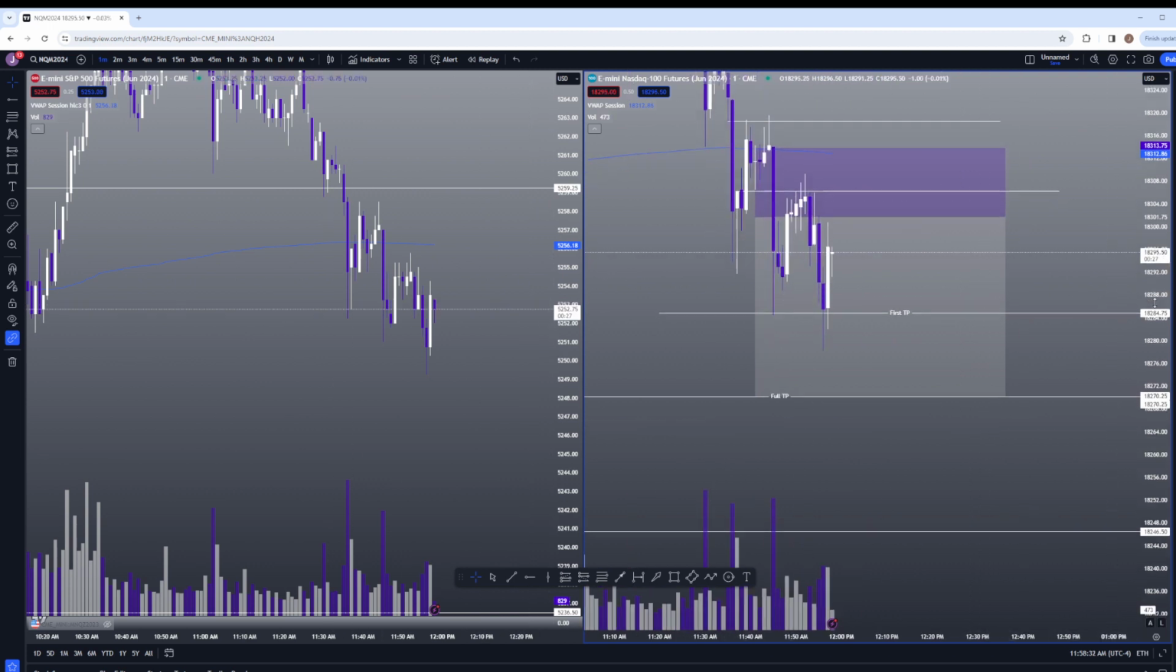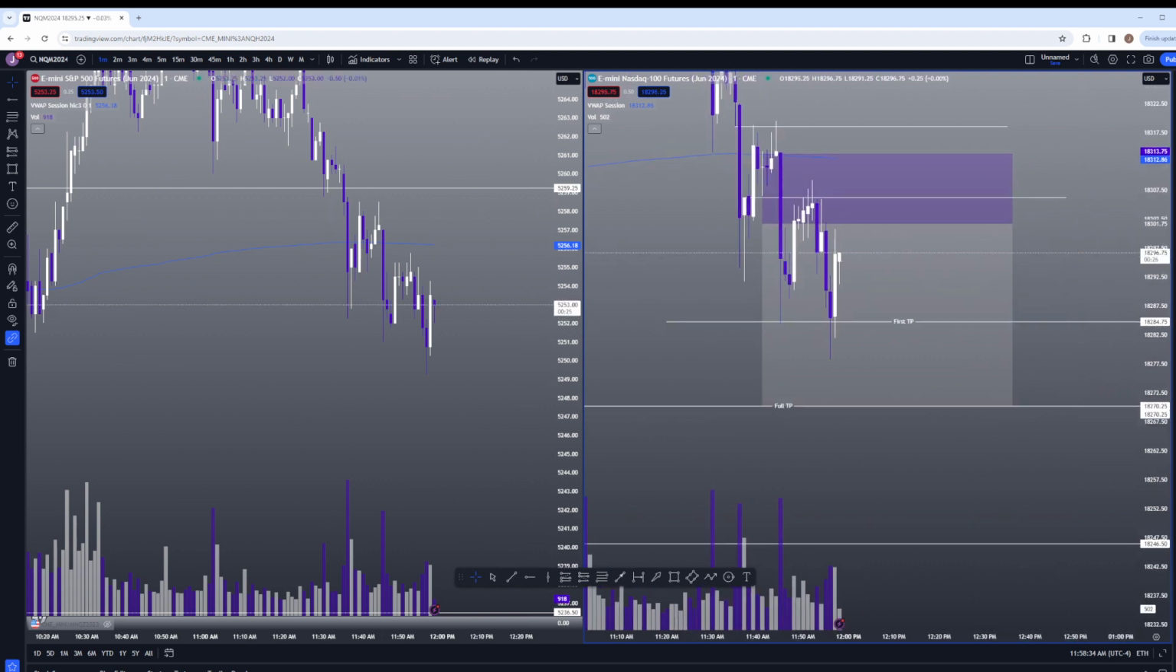At this point, I might as well let it ride. I'm not gonna sell. Right, it's risk free. Already made my money, so I don't care if I get stopped at break even. It's a winning trade either way.